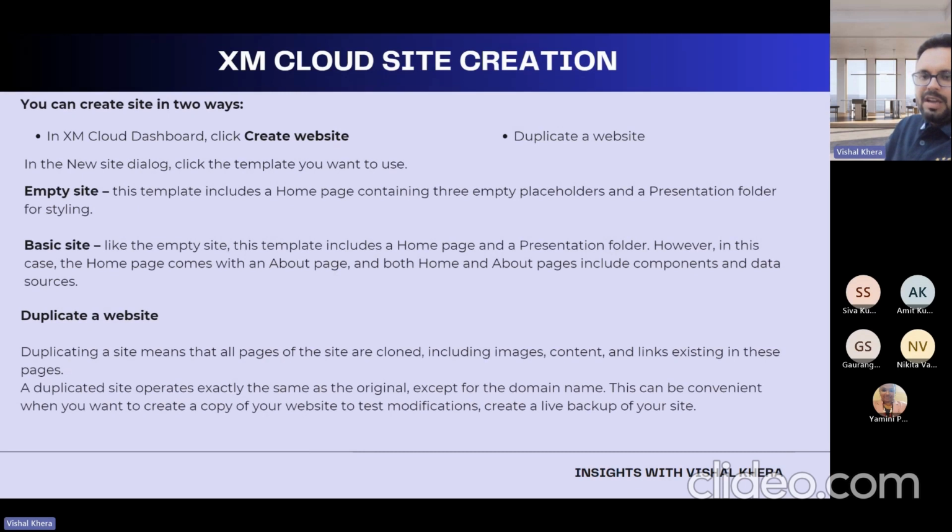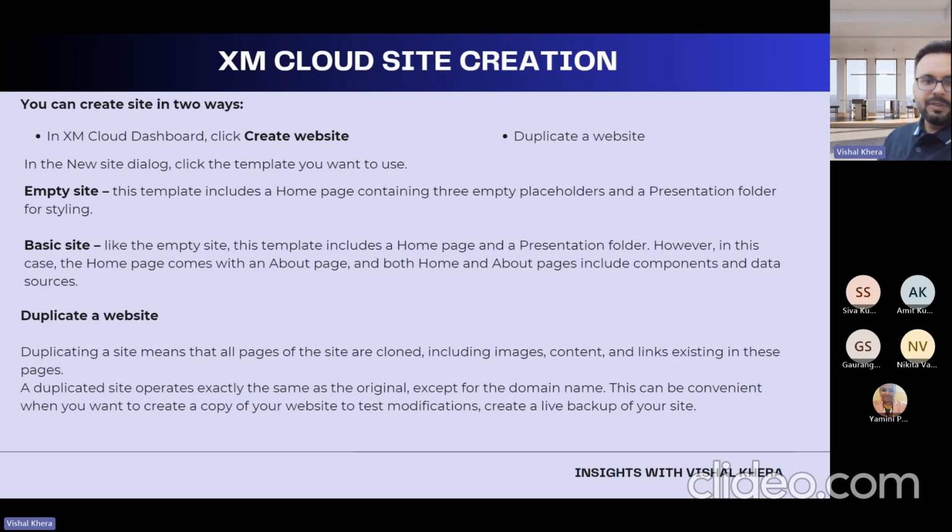So till now we have discussed the XM Cloud architecture, how the Deploy app works, and how we can manage the roles and access of users. Now, how can we create a website in this XM Cloud portal? There are two ways to create a website. One is that when you log in to the XM Cloud dashboard, you will see the option to create a website; there is a button there. I will show that. Another way is to duplicate a website. We can duplicate as well. We'll see why we need to duplicate.